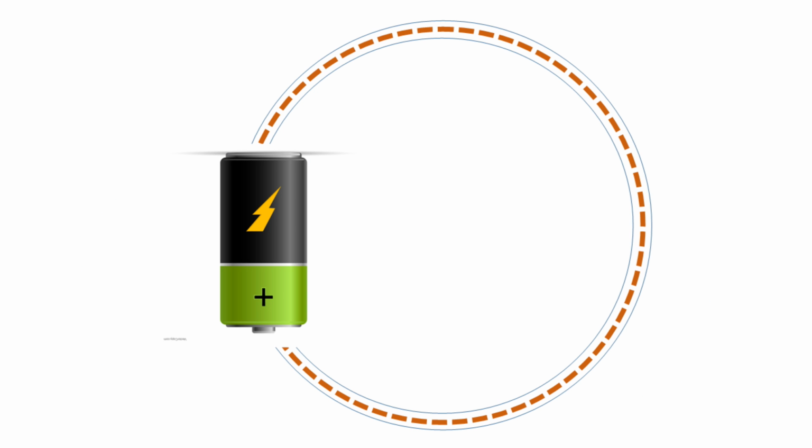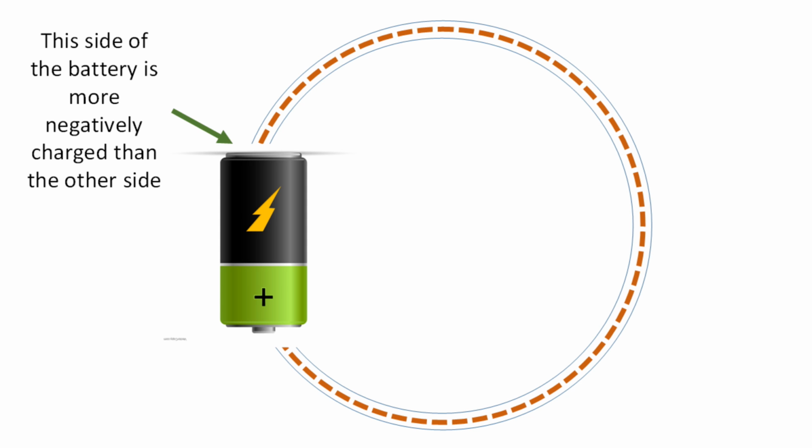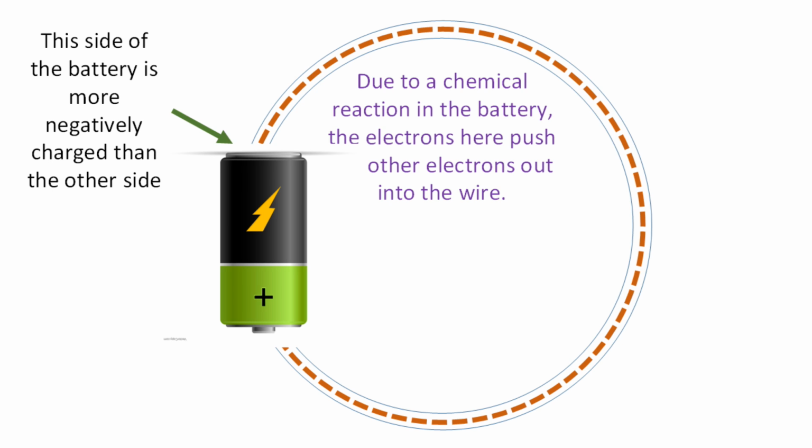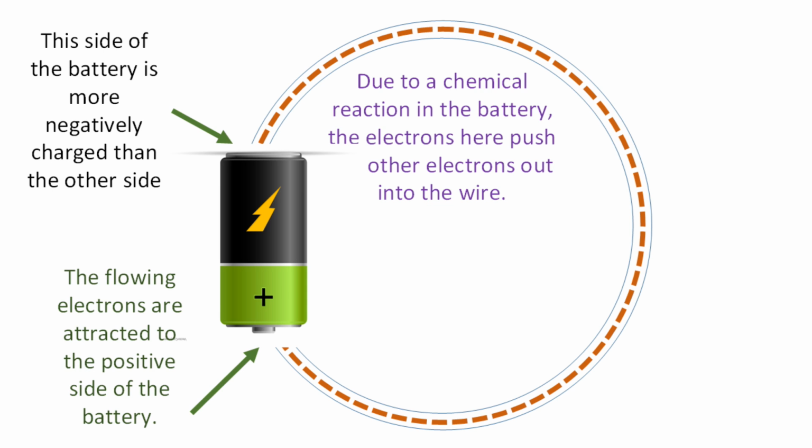So electricity flows, current tends to flow from the negative to the positive. This side of the battery is more negatively charged than the other side. Due to a chemical reaction in the battery, the electrons here push the other electrons out into the wire. The flowing electrons are attracted to the positive side of the battery through the wire, and round they go. So we've just wired up a dead short, and it's just going to go round and round and round until it wears the battery out.